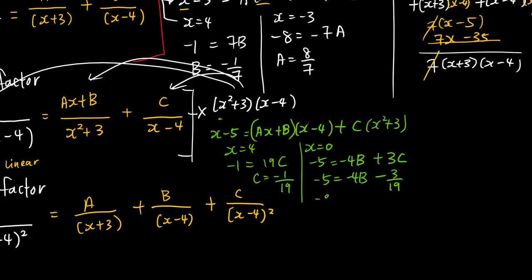So you will get negative 92 over 19 equals -4b. So b will equal, divided by 4 again, so it becomes 23 over 19. Then I will just give another value for x in order to find my a here.